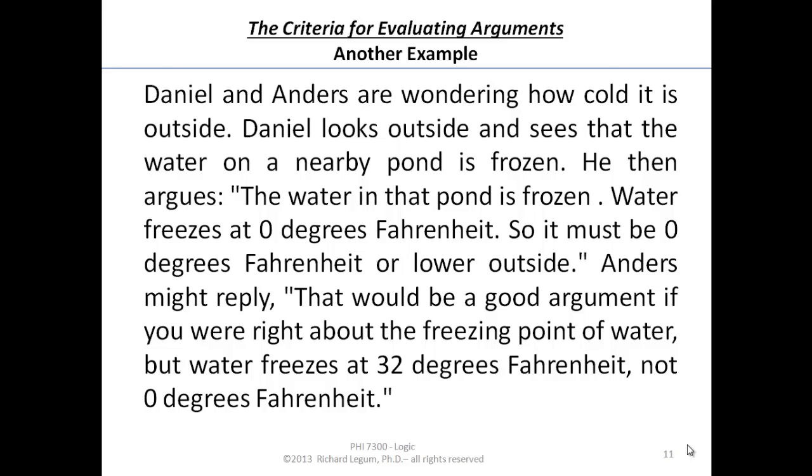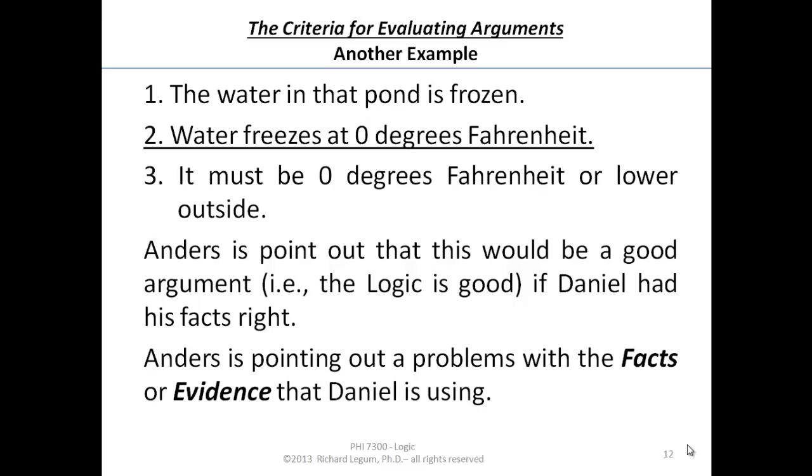So notice what's going on here. Daniel presents the following argument. First premise, the water in that pond is frozen. He sees it. The second premise is water freezes at 0 degrees Fahrenheit. Therefore, it must be 0 degrees Fahrenheit or lower outside.